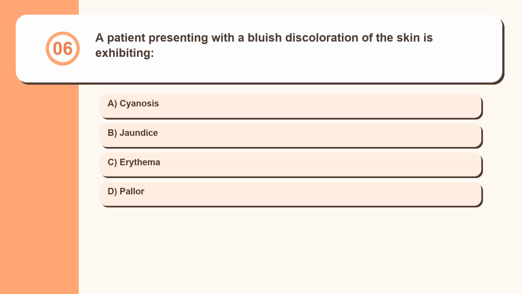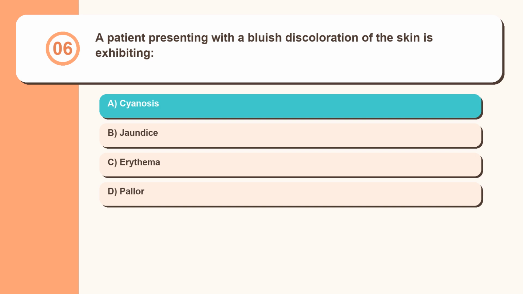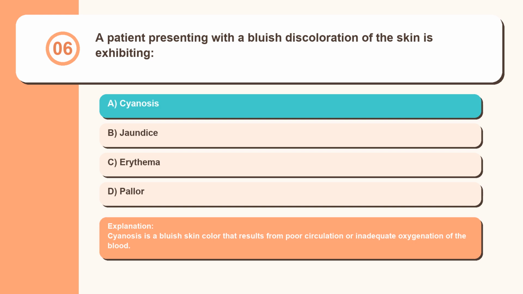Question 6. A patient presenting with a bluish discoloration of the skin is exhibiting: cyanosis, jaundice, erythema, pallor. Cyanosis is a bluish skin color that results from poor circulation or inadequate oxygenation of the blood.